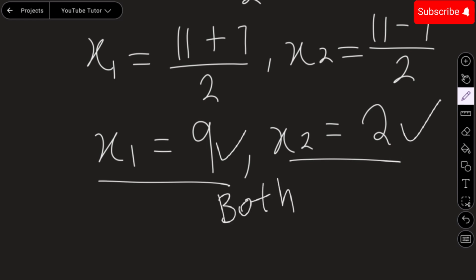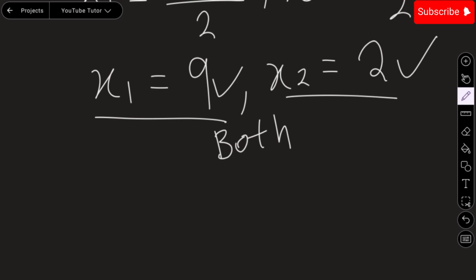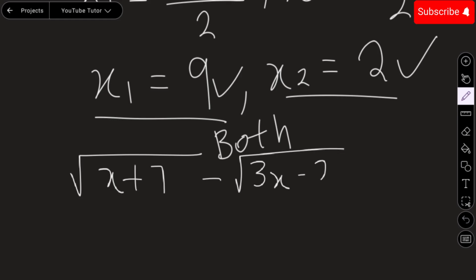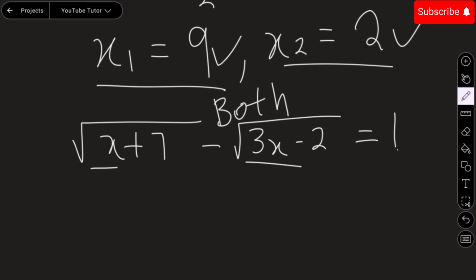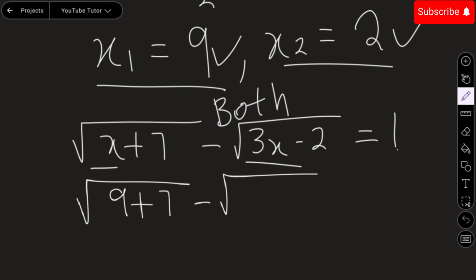are satisfying the original equation. So for the original equation, we just rewrite x plus 7 minus root of 3x minus 2, all being equal to 1. So when we substitute the values and we get 1, that means that value satisfies the equation. So first, let's use x1, which is 9. So we just do 9 plus 7 minus square root of 3 times 9 minus 2.